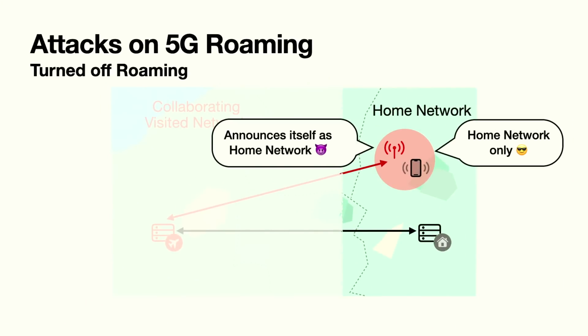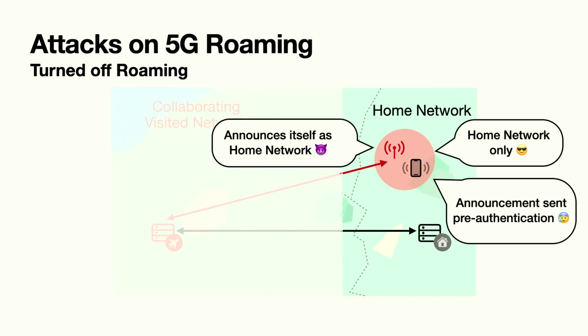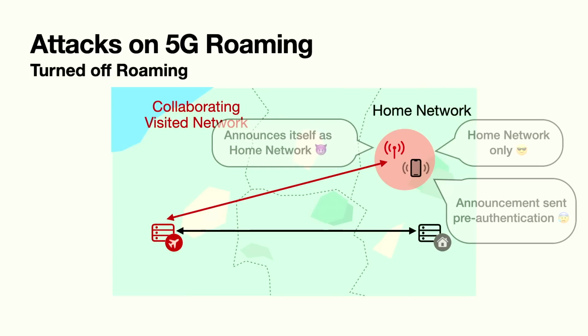The problem is if the base station just poses as your home network. So if the base station just says, hey, I'm your home network, we face the problem that this announcement the base station is making is sent before the authentication. So the phone has no measure to check if the network name and the network ID the base station is sending is legitimate or not. So the phone has to accept it.